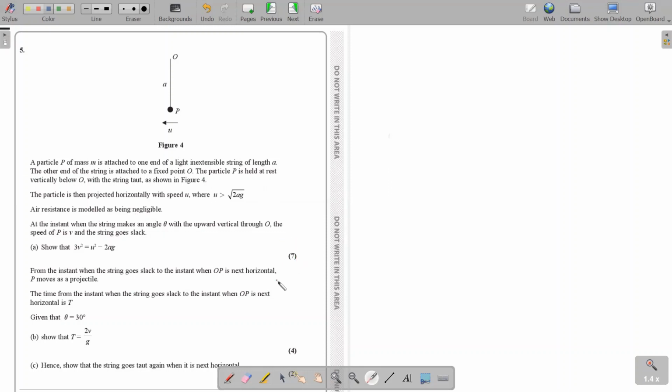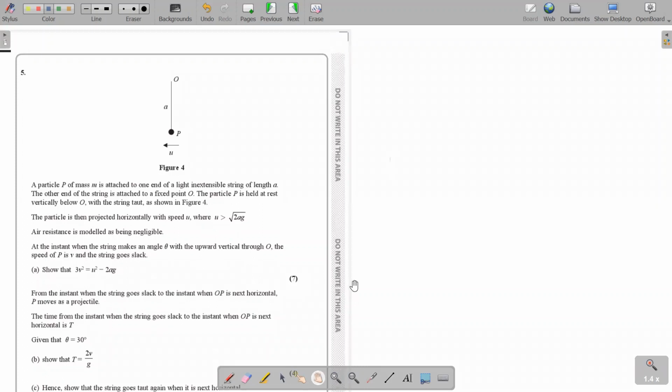7 marks. Normally when it comes to a question like this, what are the theories we need to work with? For vertical circular motion, there are 2 theories: conservation of energy and F equals ma towards the center. Are you with me? So how does it work? Let's draw the diagram.